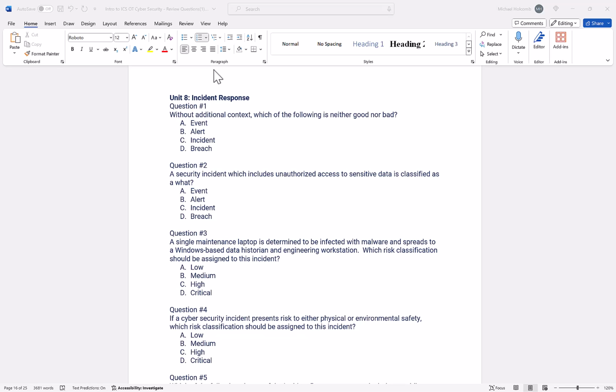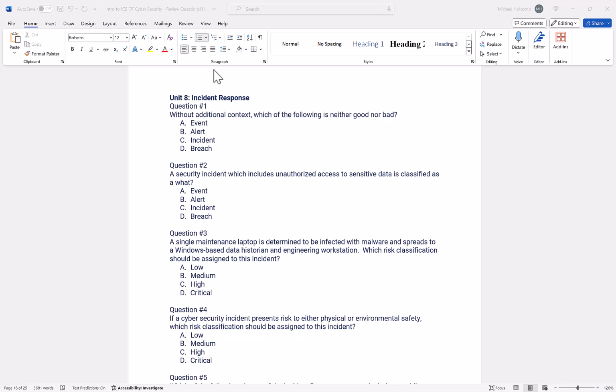Is physical and environmental safety impacted? That's why I highlighted the 3 assets that are infected or compromised: a maintenance laptop, an engineering workstation, and a data historian. I don't need those 3 things for the availability of the plant. I don't need them to ensure physical and environmental safety.